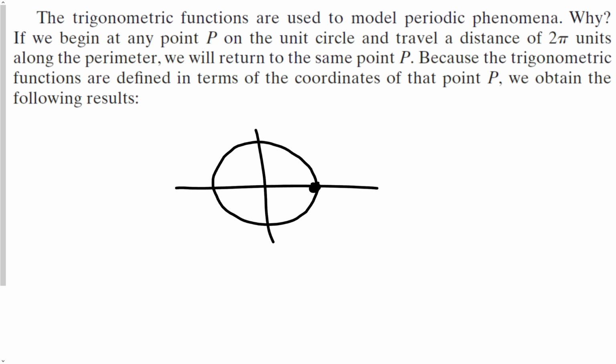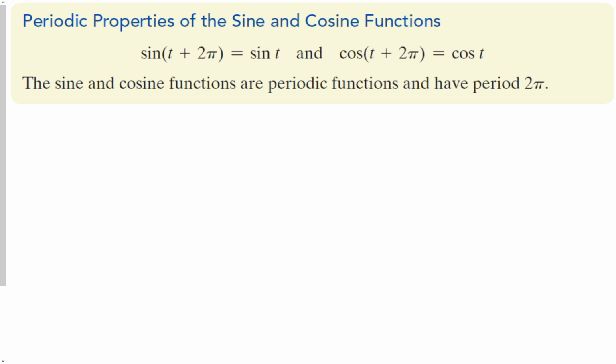So if we begin at any point P, any point on the unit circle, and go around 2 pi, we're going back to the same point. Okay. Because of this, the sine and cosine are periodic. They all have a period of 2 pi. So the sine of any angle plus 2 pi is equal to the sine of just the angle, okay? And that was called coterminal angles, okay? So sine and cosine functions have a period of 2 pi, as well as their reciprocals, cosecant and secant.